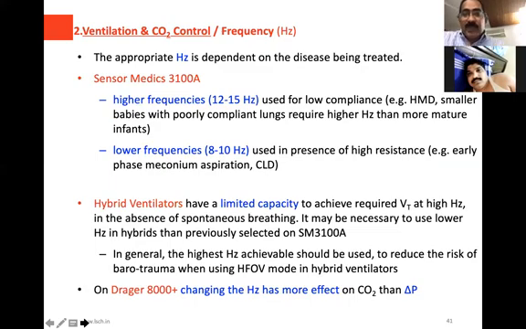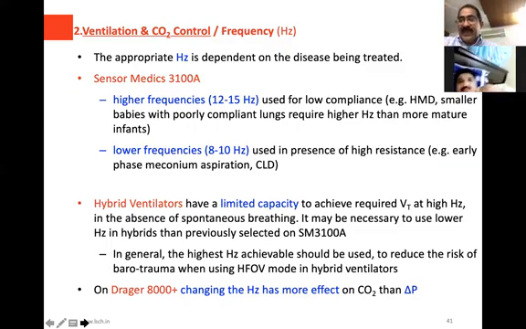Okay. So this is a little bit more in detail. I'll dwell a little bit more on this slide. The appropriate Hertz is dependent on the disease being treated. This is extremely important. This is what we need to understand, and this is the most important thing when you learn how to get onto the oscillator and how to set it up.